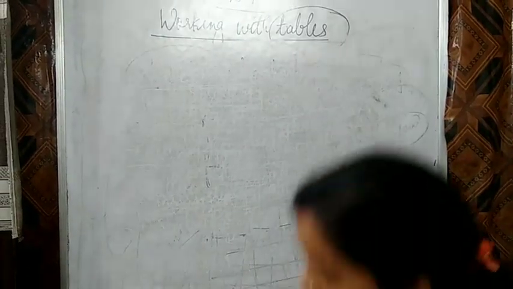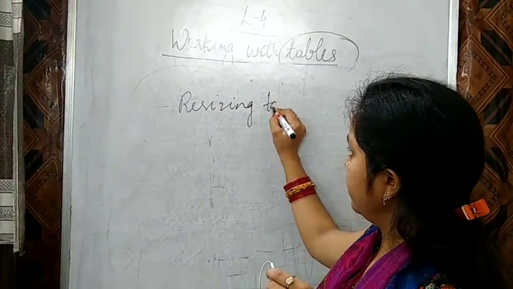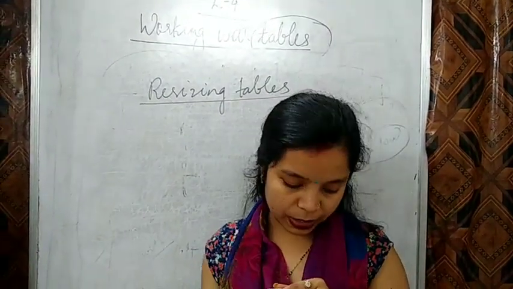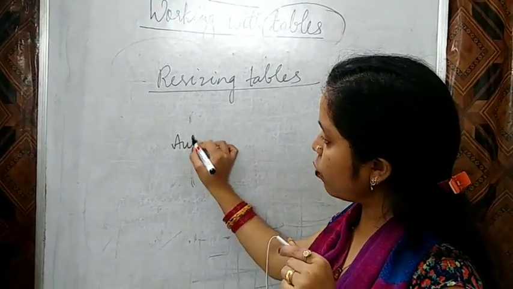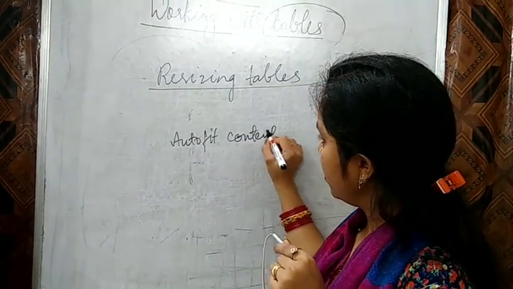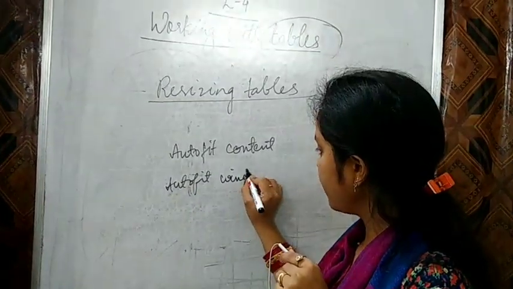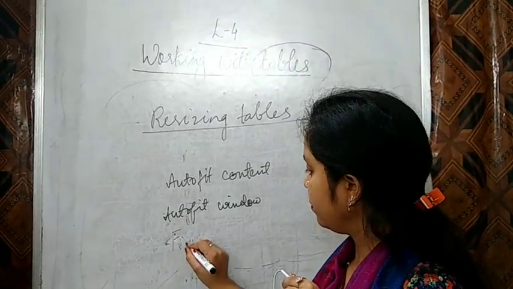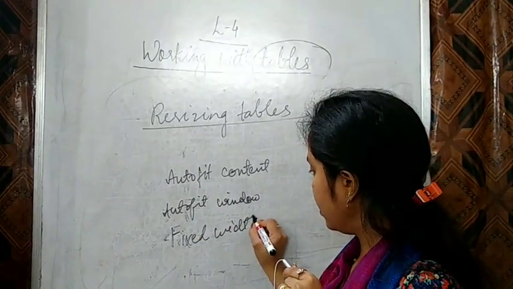Now the next topic which is given in your book is resizing table. Resizing means changing the size of the table. You can change or adjust the size of the table. That is known as resizing table. In resizing table there are some options: one is auto fit content option, one is auto fit window option, and one is fixed width option.